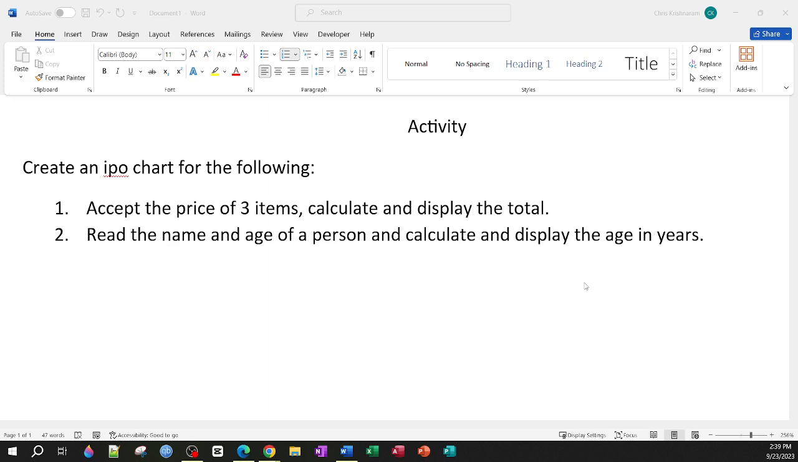Okay, price of item one, two, three. Okay, item one cost, good. Item one cost plus item two cost, total cost. Very good, you have the right idea. You can start working on the second one.